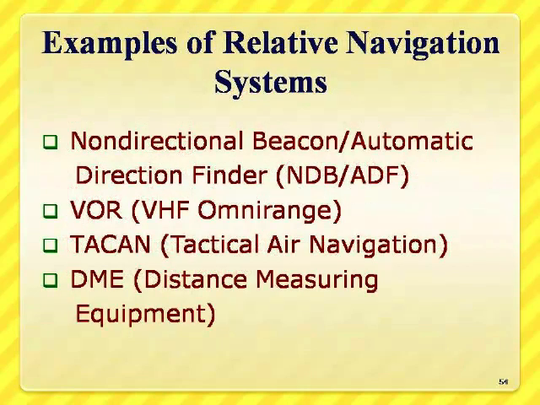What are the examples of these things? These are non-directional beacon and automatic direction finder. Non-directional beacon will be placed on the ground, and automatic direction finders will be placed on the aircraft. VOR is VHF Omni Range. It is a system which operates at very high frequencies. TACAN, Tactical Air Navigation, and DME, Distance Measuring Equipment.